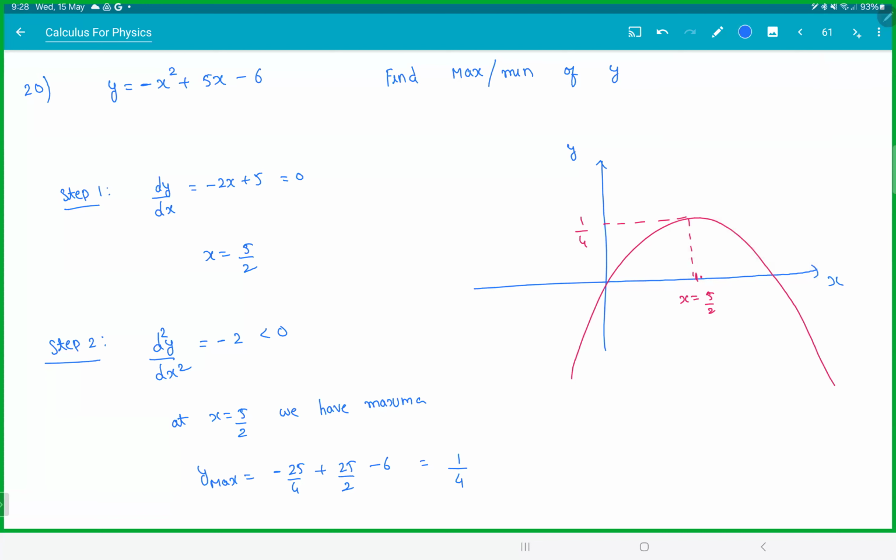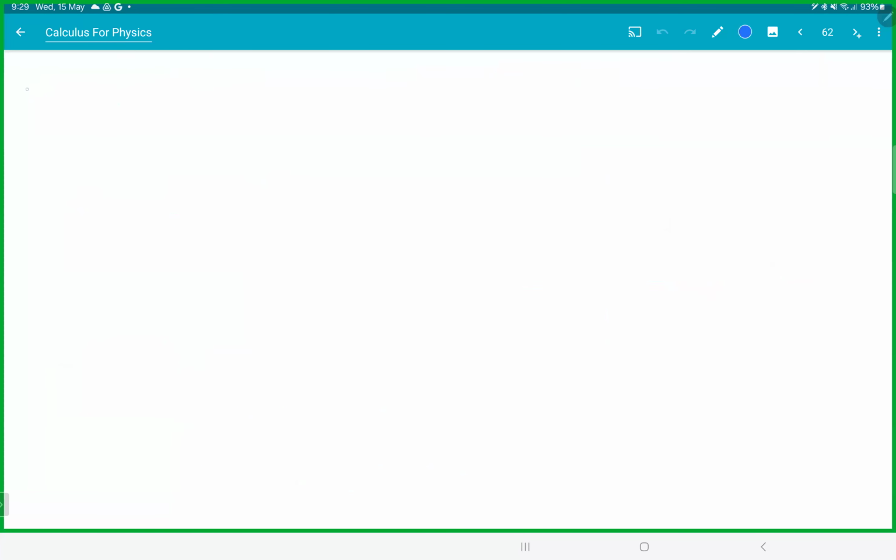This is all the max part. Let's see something a little more complex. Turn the page. Let's say y is equal to x cubed by 3 minus 3x square by 2 plus 2x plus 1. Now find the maximum or minimum value.